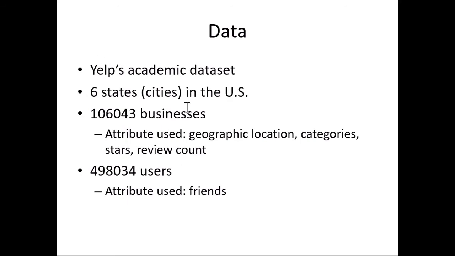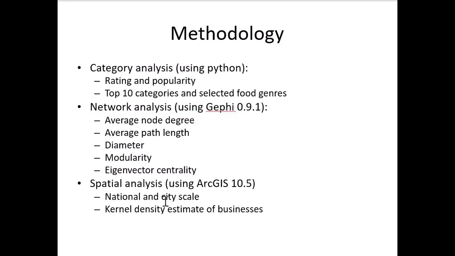The data I use is from Yelp's academic dataset, including 6 states, essentially cities in the US. I have about 100,000 businesses, of which I use their geographic location, their categories or genres, their stars, which are the ratings, and their review count. I also use nearly 500,000 users, of which I mainly use the friend connections among them. The three objectives are implemented via three approaches.